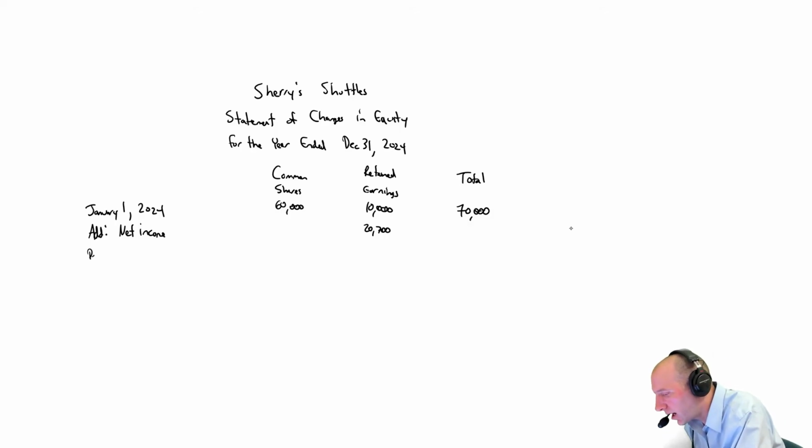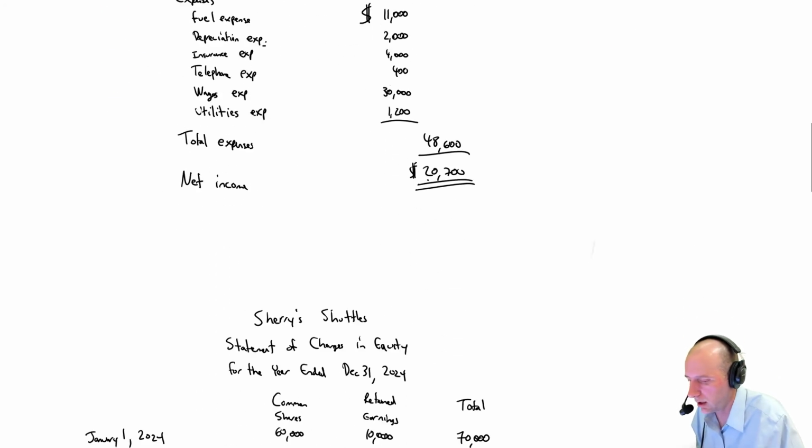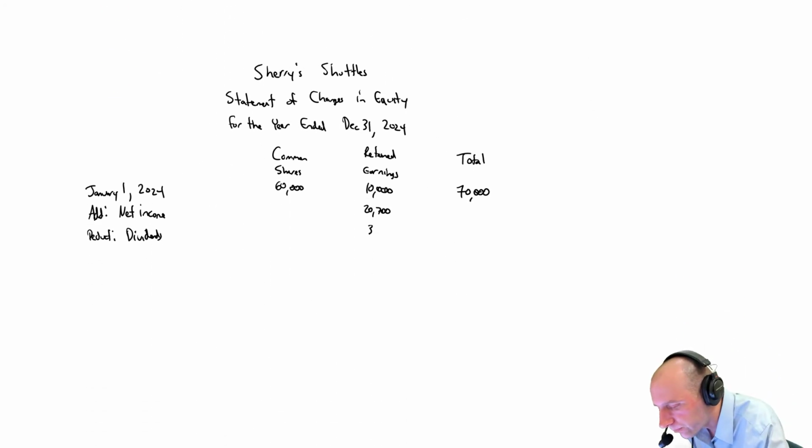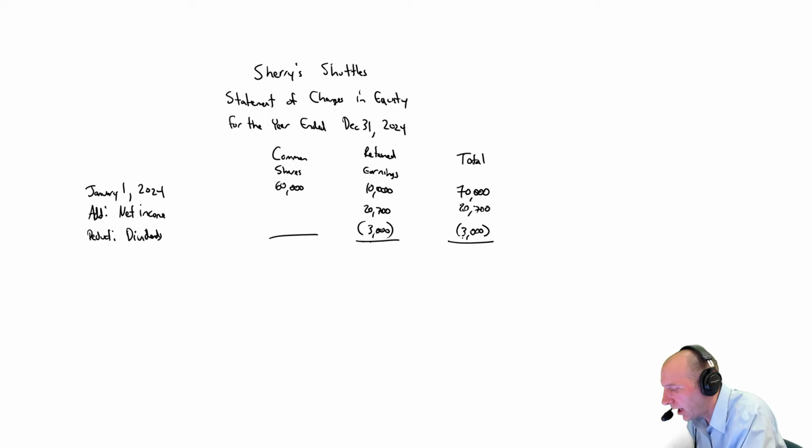We're going to deduct dividends. And the amount of our dividends was $3,000. Just looking at that highlighted row up there. Our total net income, $20,700. Our total dividends, $3,000. So we need grand totals here. And this is what we had at the end of the year. This is December 31st, 2024.